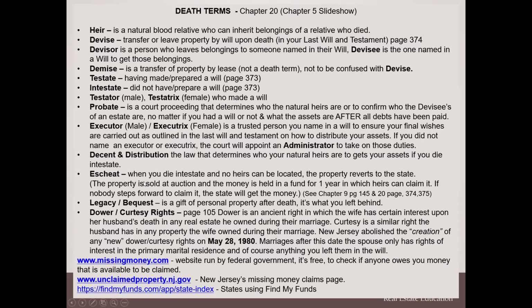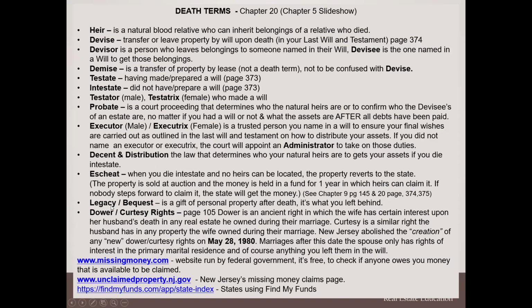Escheat is if you die intestate and no heirs can be located. The property reverts back to the state. The state will sell the property at auction, and those monies will be held in a fund for 1 year, in which time any heirs can claim it. And if nobody steps forward to claim it, the agency will get the money. Or the state will get the money. Sorry.